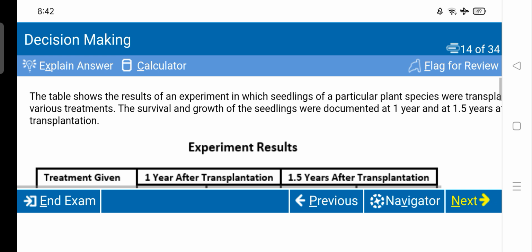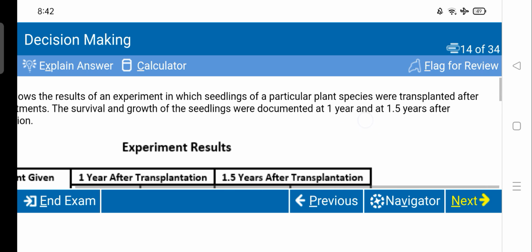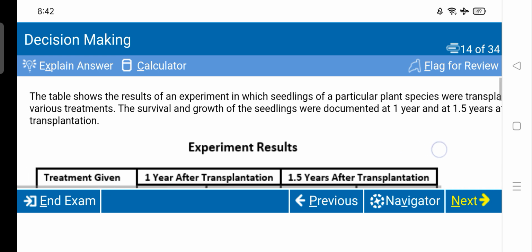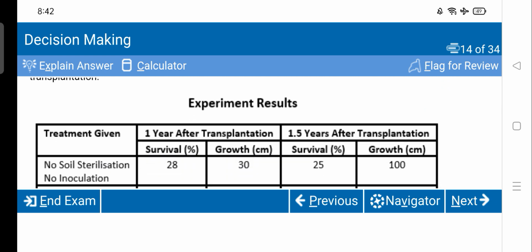So here we have a table that shows the results of an experiment in which seedlings of a particular plant species were transplanted after various treatments. The survival and growth of the seedlings were documented at 1 year and at 1.5 years after transplantation. So here we have some experiment results.